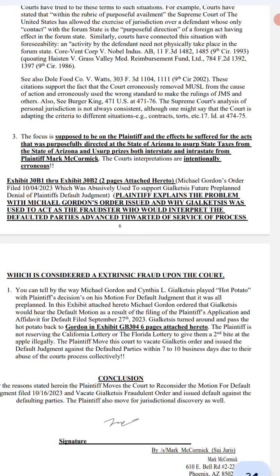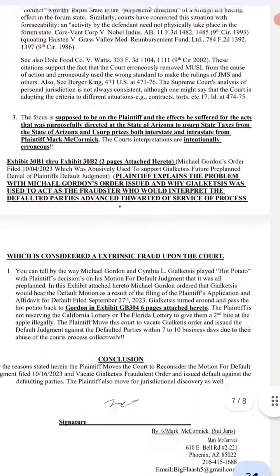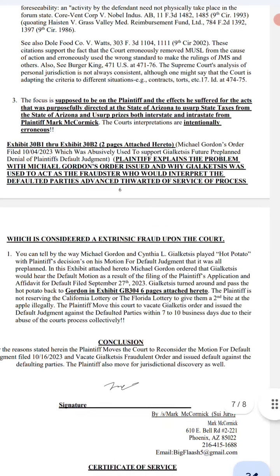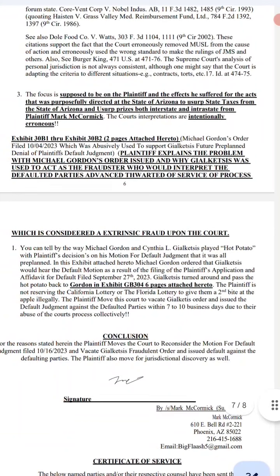Similarly, courts have connected this situation with foreseeability, and activity by the defendant need not physically take place in the forum state. See Core-Vent Corporation versus Noble Industries, AB, 11 F.3d 1482, 1485, 9th Circuit 1993, quoting Hastings versus Grass Valley Medical Reimbursement Fund, Ltd., 784 F.2d 1392, 1397, 9th Circuit 1986. See also Dole Food Company versus Watts, 303 F.3d 1104, 1111, 9th Circuit 2002. These citations support the fact that the court erroneously removed Muscle from the cause of action and erroneously used the wrong standard to make the rulings on JMS and others and Muscle.